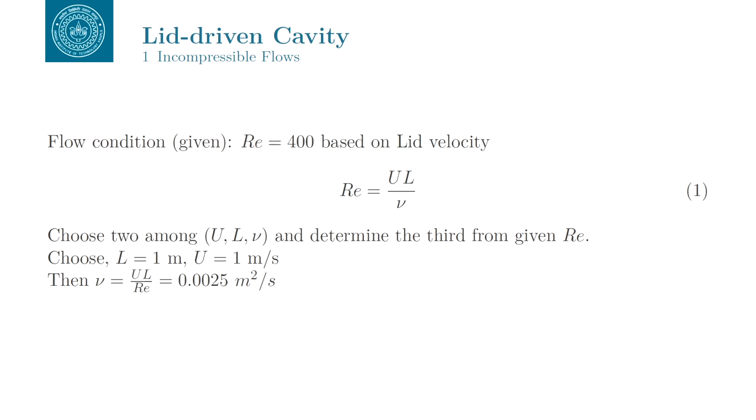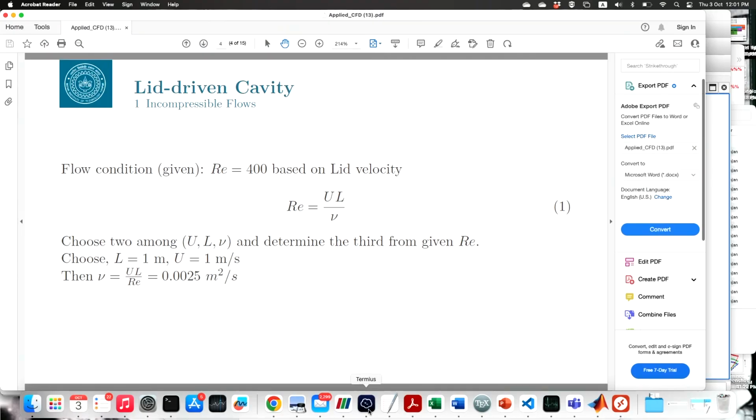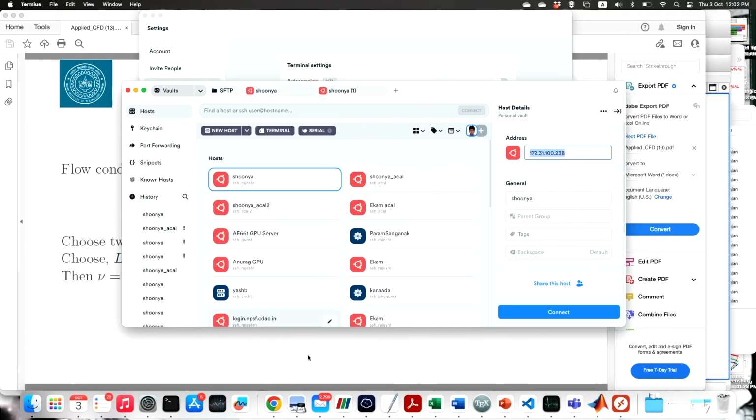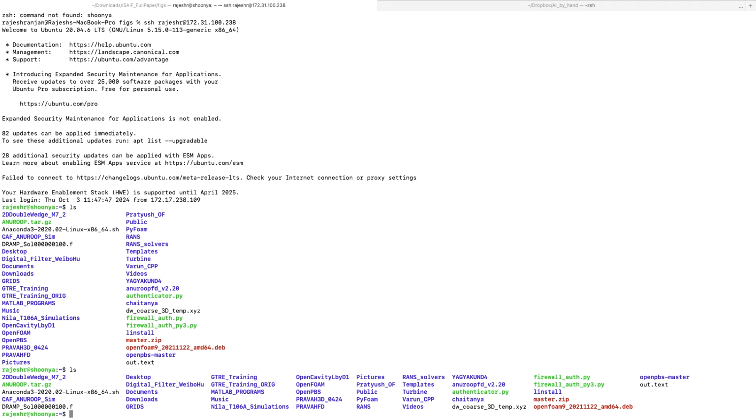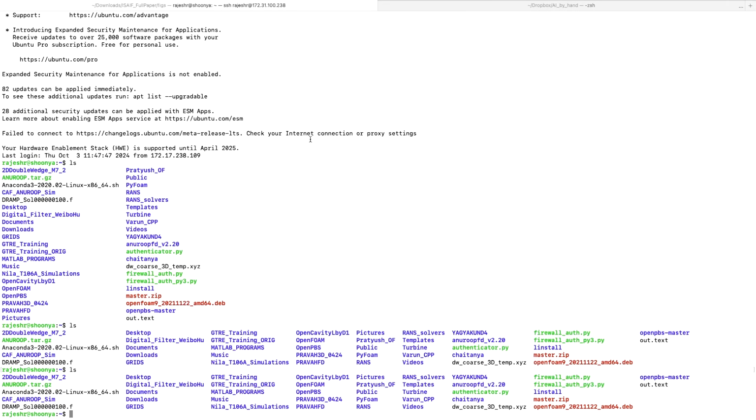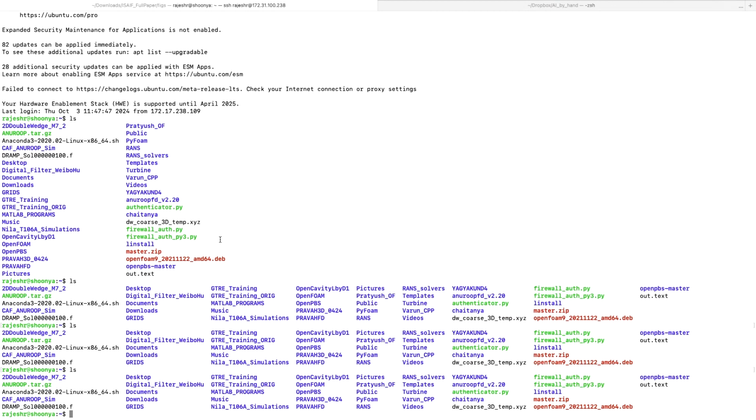So, let us solve it using an OpenFOAM solver. Let me just go here. I hope it is visible to all of you. I have already opened this tab. So, I am using my cluster here to solve the problem.